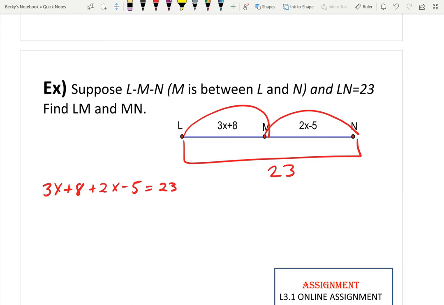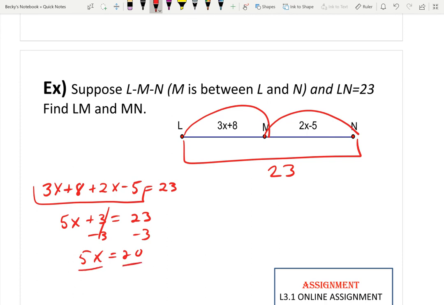Now we're going to solve it. Now remember, you have to combine like terms. Group them together. You're not subtracting and adding to the opposite side yet. So 3x and 2x is 5x. 8 and a negative 5 is 3. And then I'm solving. I'm subtracting 3. So 5x equals 20. And then I'm dividing by 5. So x is 4. Now, if you read the directions, it doesn't say what's x. So in geometry, you always solve for x, and then you reread the question to see if you have to plug it back in. And it says, what's LM?